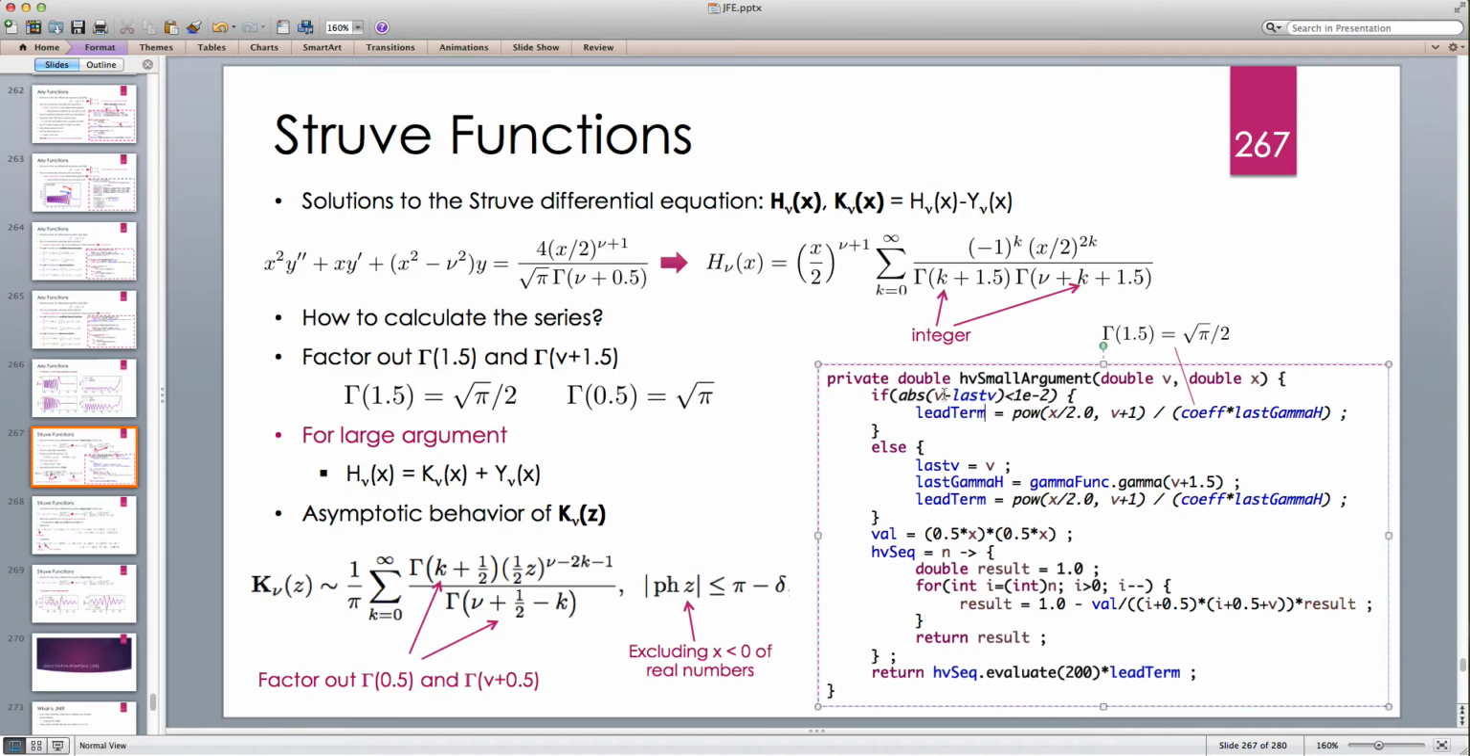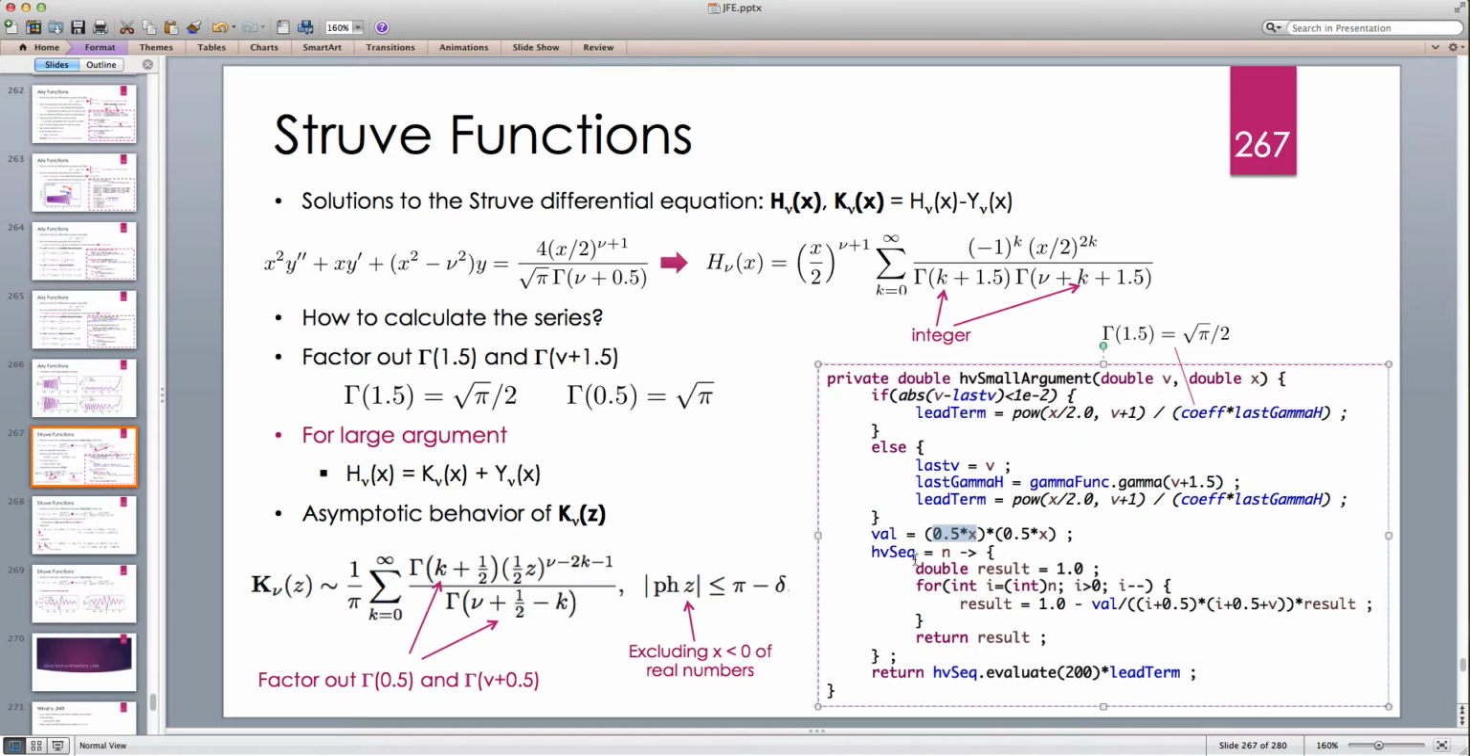Else, if the nu has changed, we update last nu, we update the last gamma h, which is the gamma function for nu plus 1/2. This gamma 1.5 is still the same, so this coefficient is the same, and we update the lead term. All right. Next, we're going to create this value, which is 0.5 times 0.5x, or x over 2 times x over 2, which is x over 2 squared.